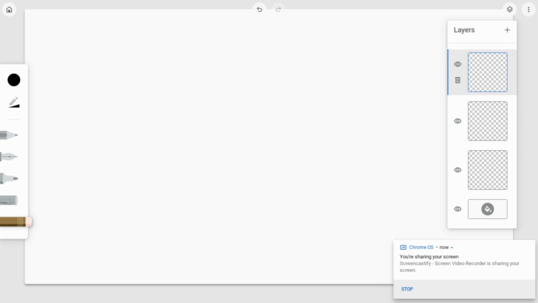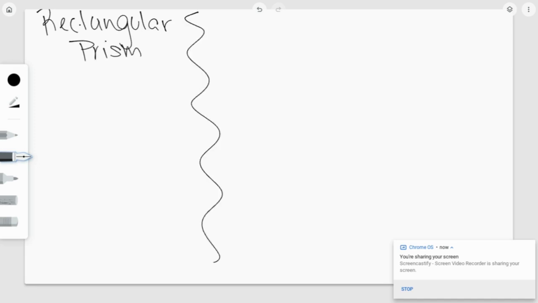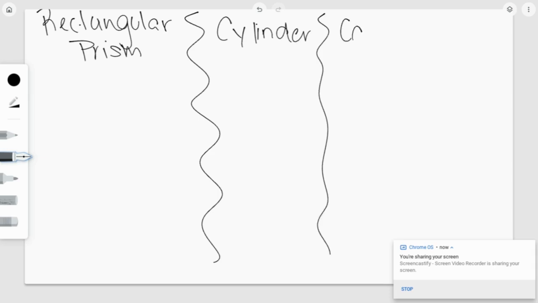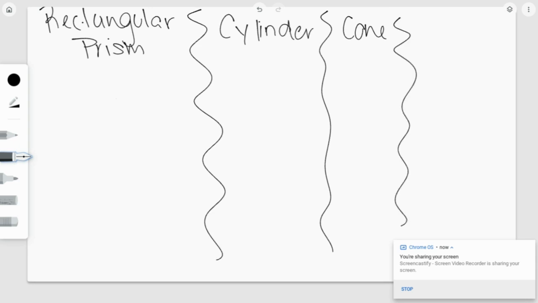So far you have learned the volume of now 4 different shapes. So those shapes are a rectangular prism, a cylinder, a cone, and then a sphere.